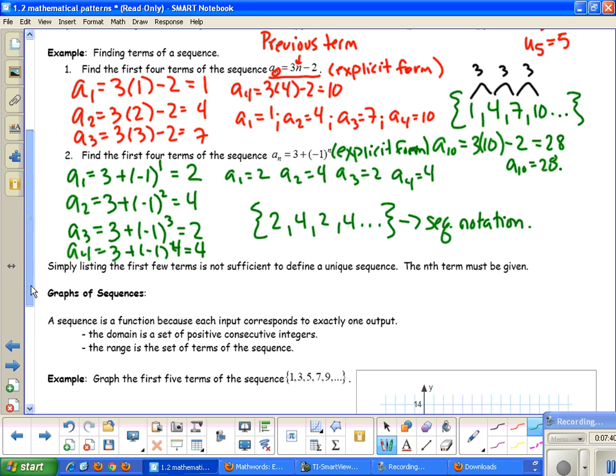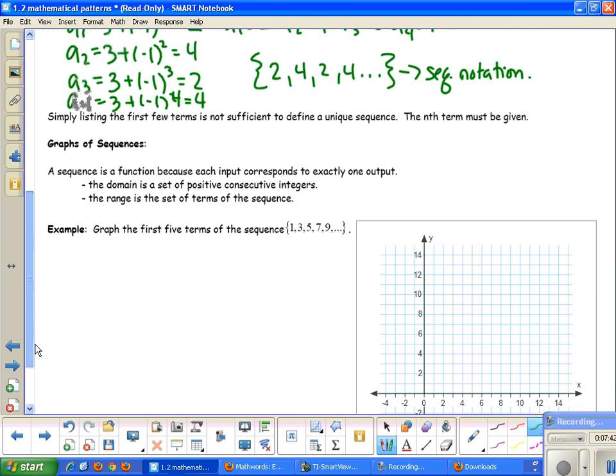Now, let's go ahead and talk for a little bit about the graph of a sequence. The graph of a sequence is a function because each input corresponds to exactly one output. Now, the domain is going to be the set of positive consecutive integers, and actually, we're not going to be using negatives for our subscript, so it's going to be, in this case, again, positive integers. So be careful that you can't have a negative subscript. The range is the set of terms that are given in the sequence.